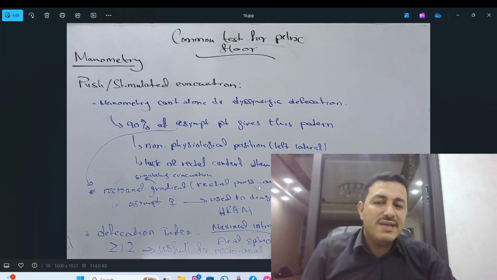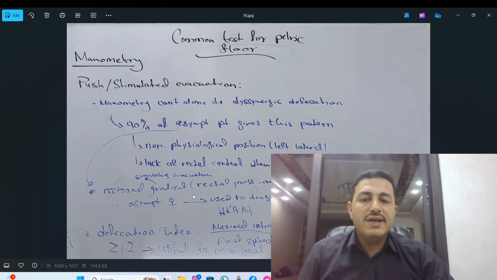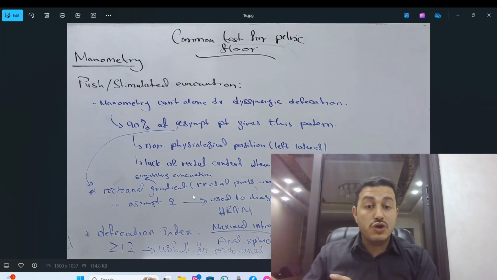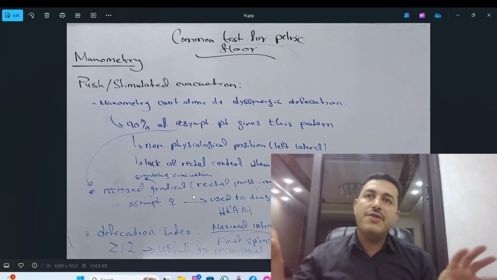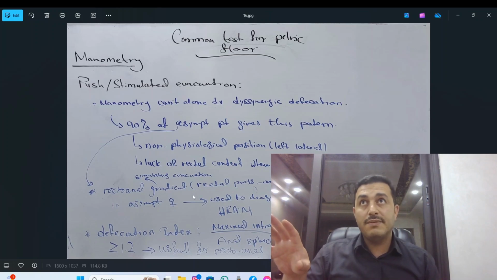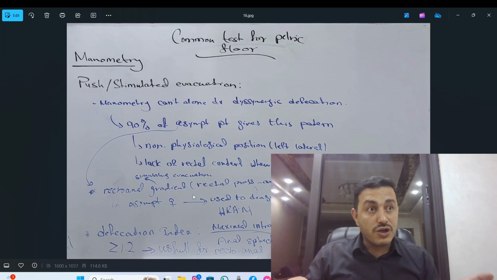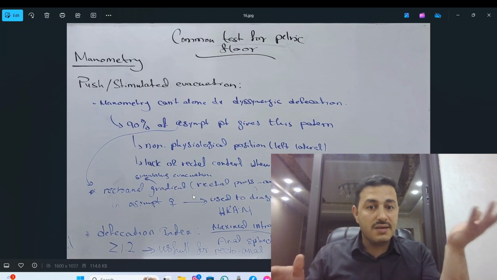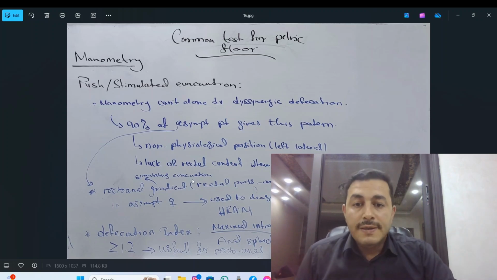Okay, we have many gradients. For example, the rectoanal gradient is the difference between rectal pressure, which should be high, and the anal pressure, which should be low. If it is negative, that means the rectal pressure is low and the anal pressure is high. This means that this is dyssynergia.